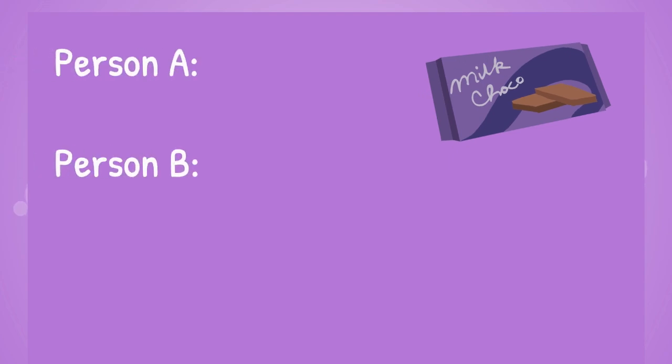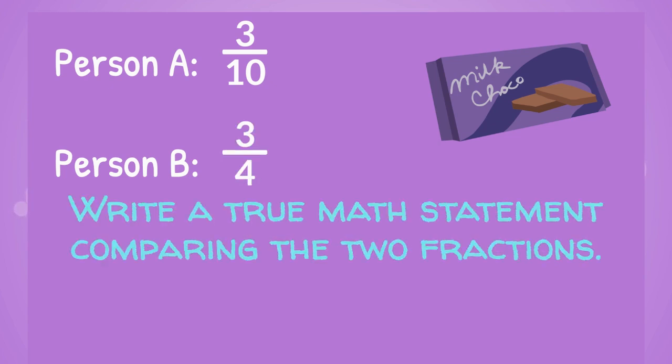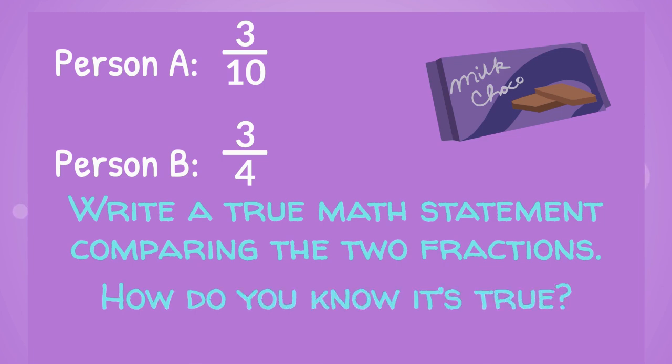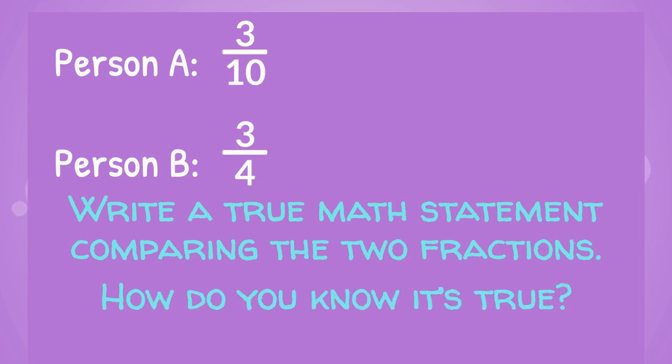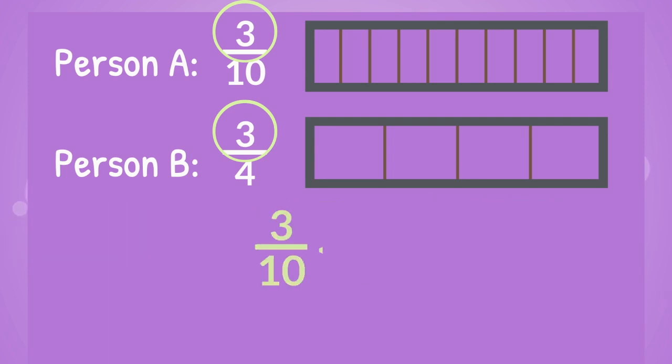Here's another. 2 people ate parts of 2 identical chocolate bars. One person ate 3/10 and the other person ate 3/4. Write a true math statement comparing the 2 fractions. How do you know it's true? Though both ate 3 pieces, the chocolate bars were cut differently. The bar cut into 10 pieces has smaller slices than the bar cut into 4. Therefore, 3/10 is less than 3/4.